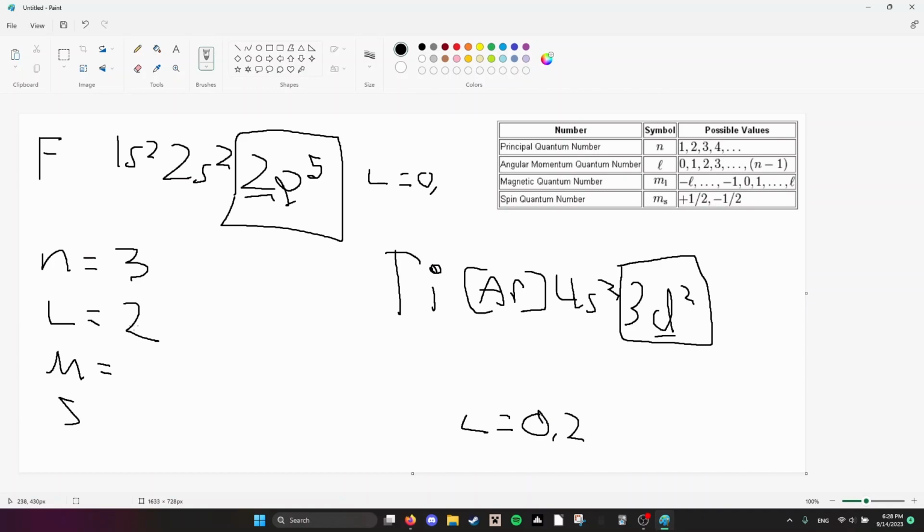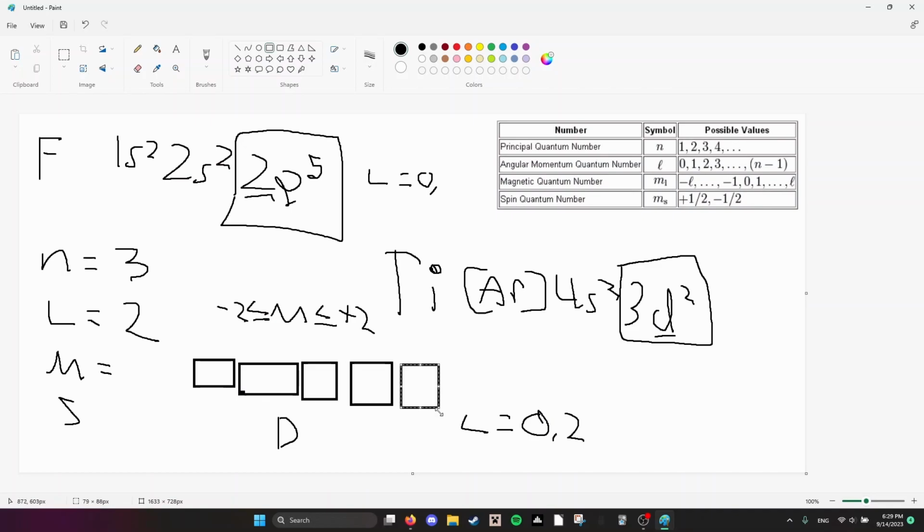Next, we have our magnetic quantum number. We want to go ahead and write out our D right here. And we know that our M value can be between negative L and positive L, which means in this case, M is going to be between negative 2 and positive 2. And D can hold up to 10 electrons. That's going to be 5 pairs this time. So 1, 2, 3, 4, 5. Not pretty, but it'll work.